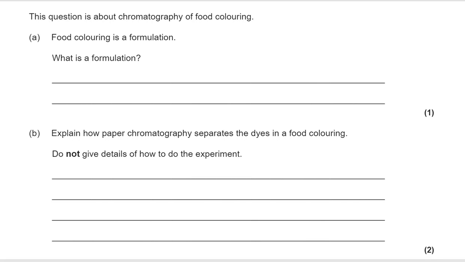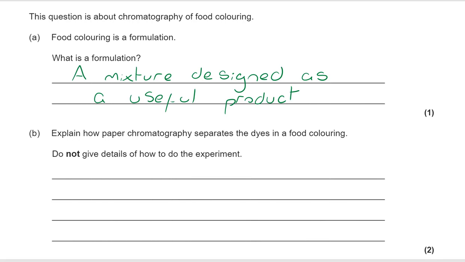So the answers, part A, what do we mean when we talk about a formulation? Again, keywords, definitions, very important in chemistry. Formulation is a mixture designed to be a useful product. That's all you need to remember.